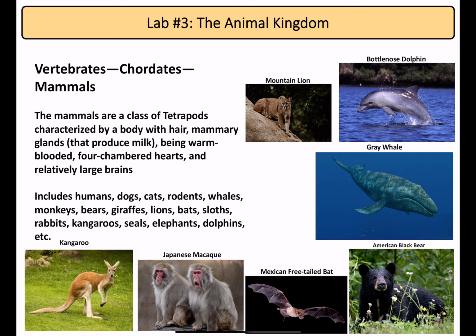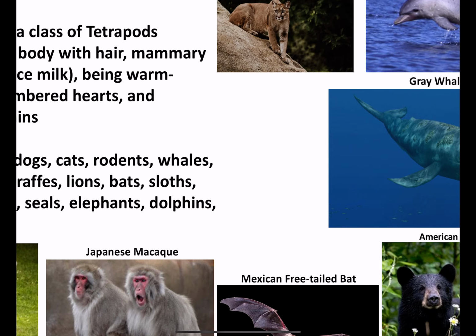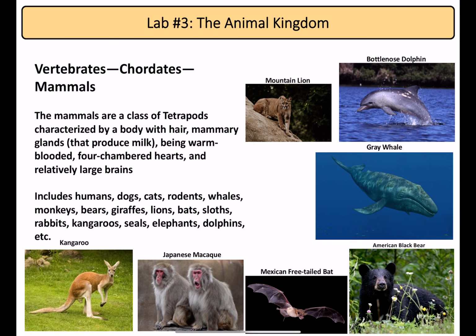Yourself, primates, humans, monkeys, dogs, cats, mice, rats, whales, bears, giraffes, lions, bats, an interesting example of a mammal that can fly, rabbits, kangaroos, seals, elephants, dolphins. So very diverse. They live in all different types of habitats on the planet. Some live in the ocean, right? Some live on land. Those are the mammals.